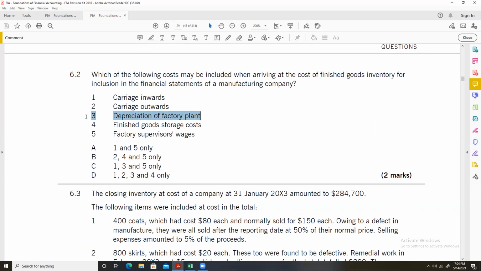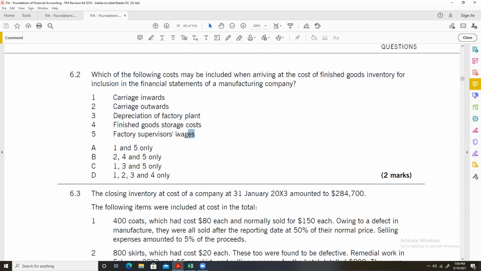Depreciation of factory plant, again, is another factory overhead. That's why it should be included in the valuation of finished goods inventory. Now finished goods storage cost again is a selling and distribution cost, and it is not a factory overhead. That's why this should not be included. So 2 and 4, these two costs should not be included in the value of finished goods.